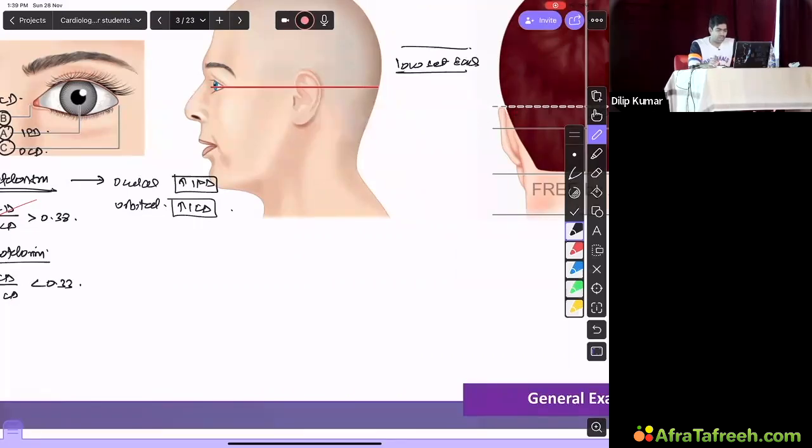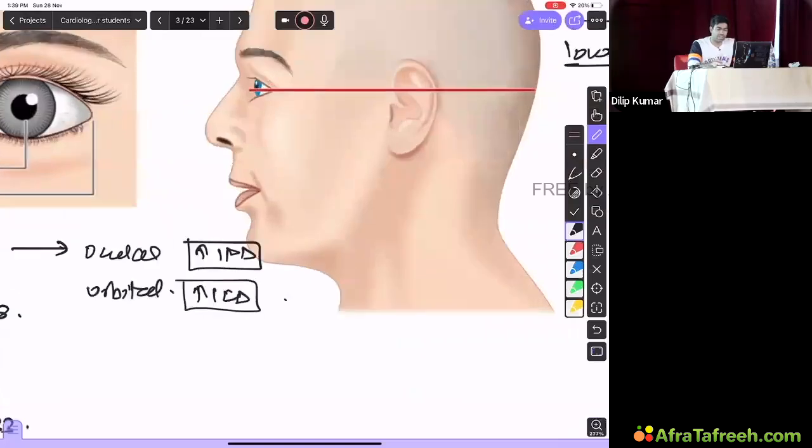Okay, normally whenever you draw a straight line from the outer canthus, not from the inner canthus, this straight line should exactly meet the upper 1/3 and the lower 2/3 of the ears. Okay, that is normal. Even if you see your friend or yourself in the mirror, you are able to see that.